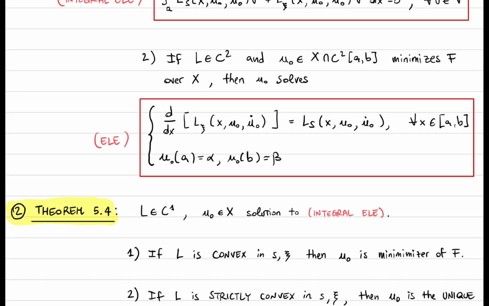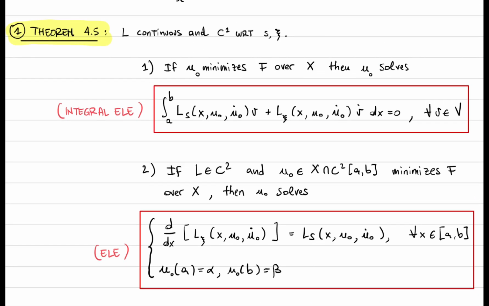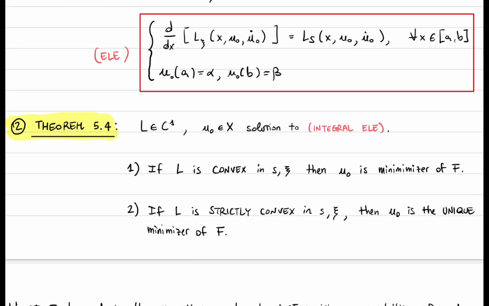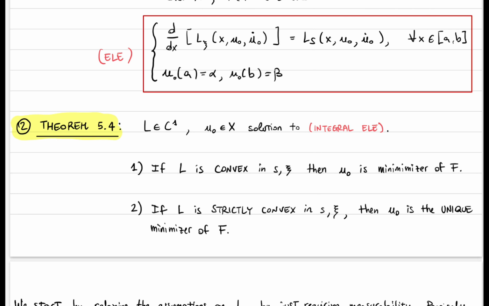So these two results are, say, complementary, because theorem 4.5 is talking about necessary conditions. So if you look at minimizers, then you know that minimizers solve, in general, the integral Euler-Lagrange equation, and if the Lagrangian is smoother, they solve the differential Euler-Lagrange equation. And instead, the second theorem talked about sufficient conditions for being a minimizer, which are solving the Euler-Lagrange equation and convexity of the Lagrangian. So, okay, we want to generalize these two results.